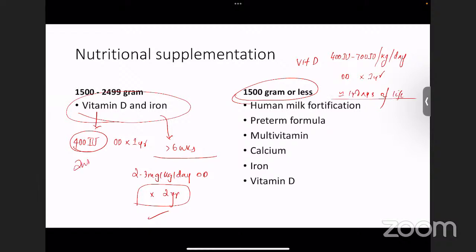This is also 2 weeks, okay? Your vitamin D is also 2 weeks, once the child is somewhat the same.